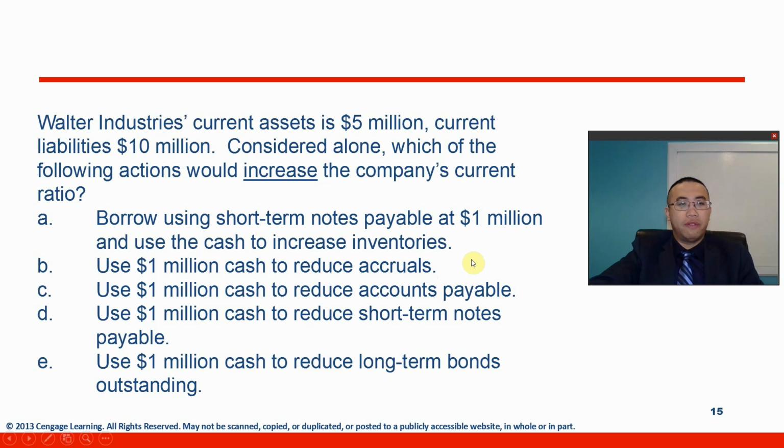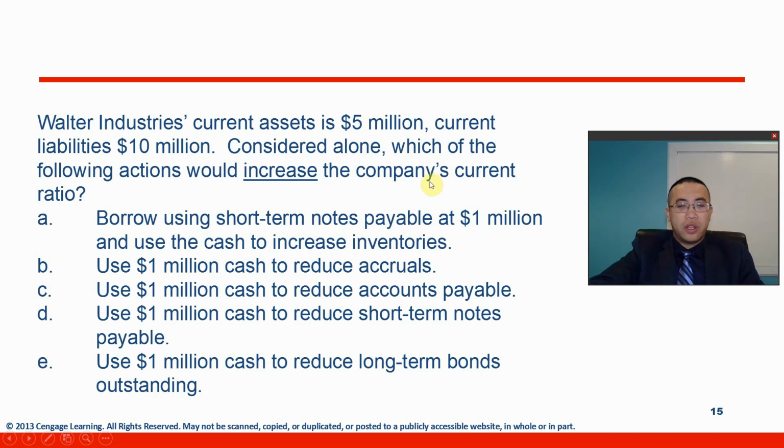Here's another more difficult example. A company's current assets are $5 million, and current liabilities are $10 million. Consider which of the following actions would increase the company's current ratio. So A, borrow using short-term notes payable at $1 million and then use the cash to increase inventory.